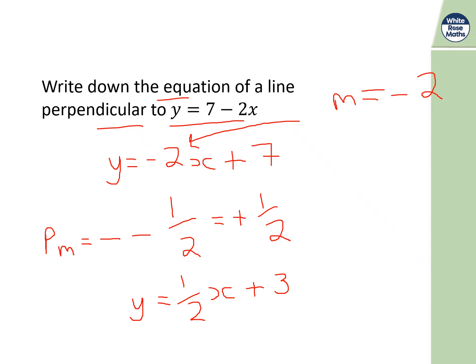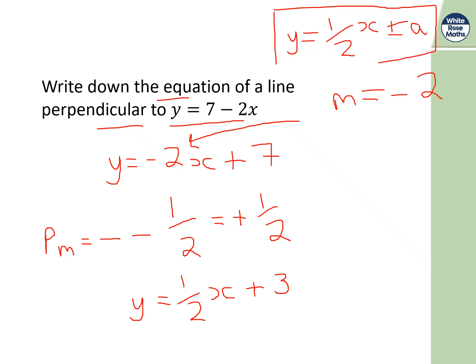So as long as it's in the format y is equal to a half x, plus or minus a, where a can be any real number, it can be any number, it can even be 7, then in this format, it's perpendicular.